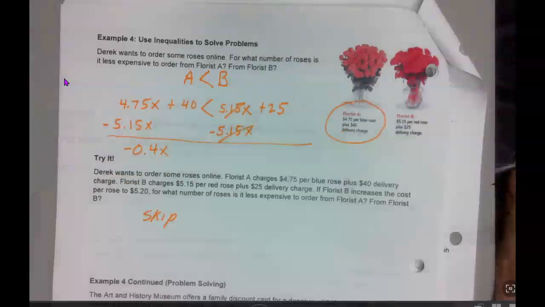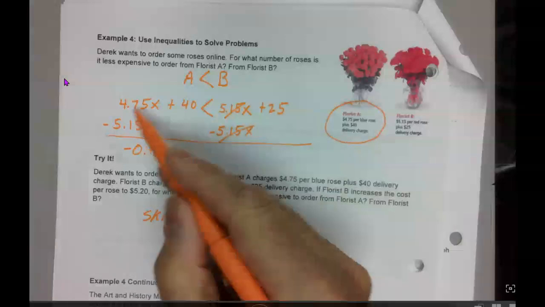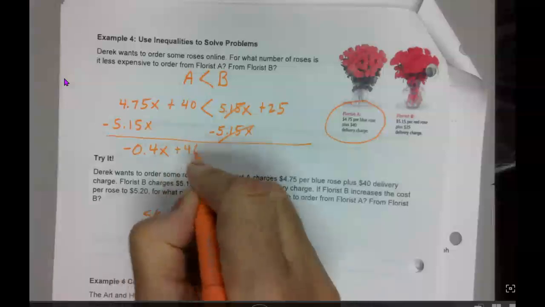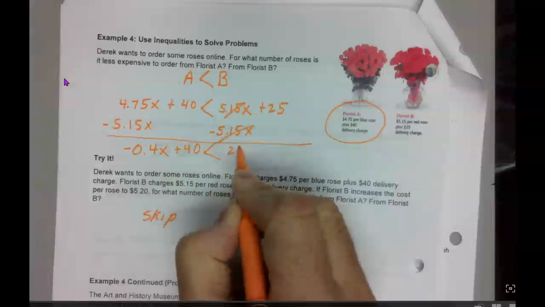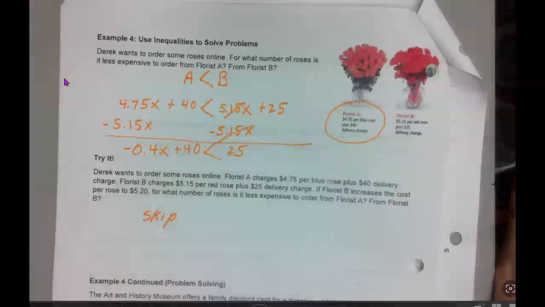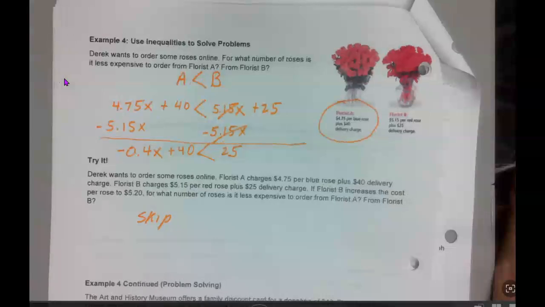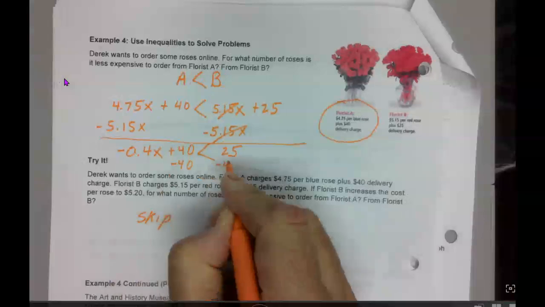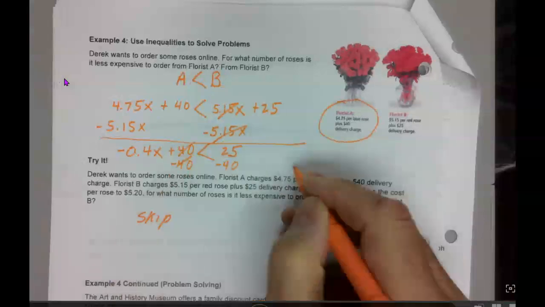Clint, did you do that? Try that in your calculator. Type in 4.75 minus 5.15 and show me if you get negative 0.4x. Did that work? Okay, good. I just want to check to make sure that equals this, correct? Right? Now what are we going to do? Minus 40, thank you. Minus 40. Those cancel. So that leaves me.